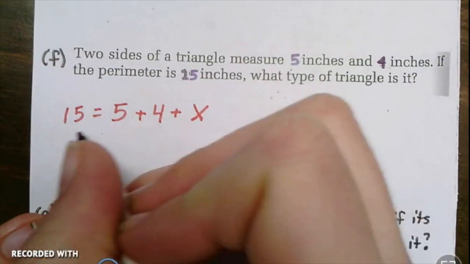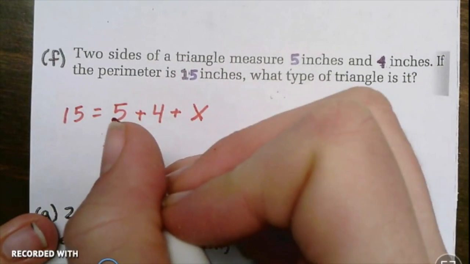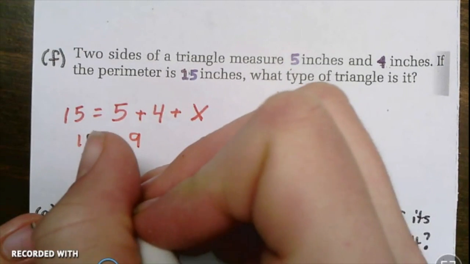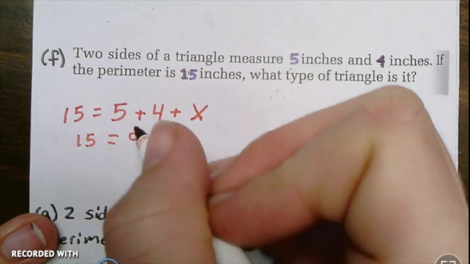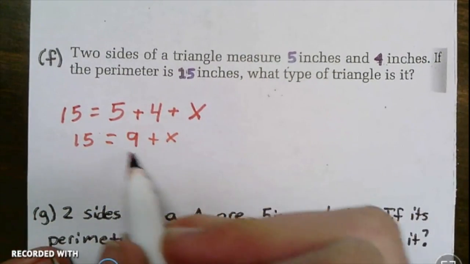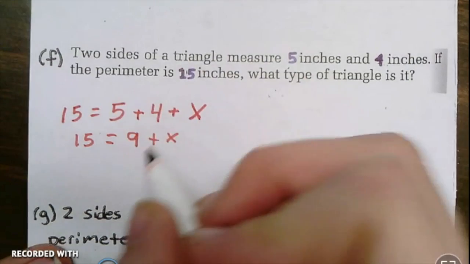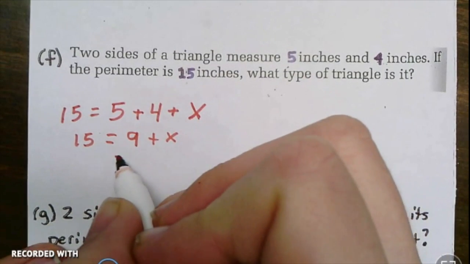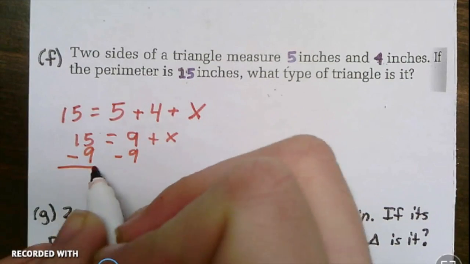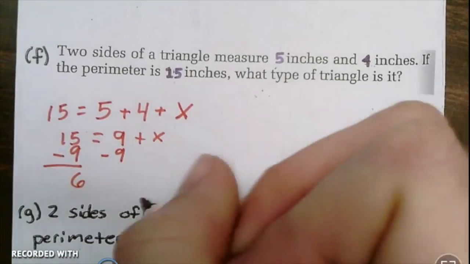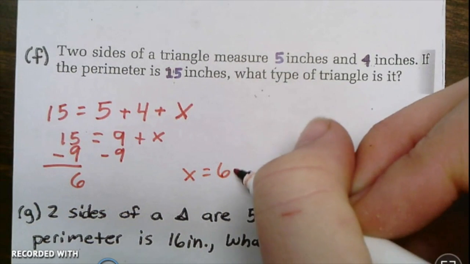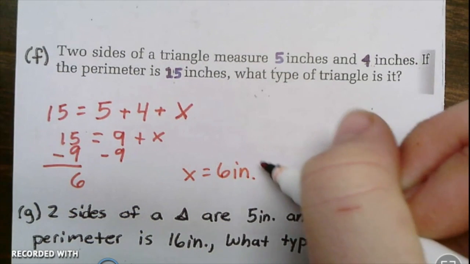Okay, so now I'm going to solve for x. So first I'm going to do 5 plus 4, which is 9. So I've got 15 equals 9 plus x. And right now, x is being added to, so I'm going to undo the addition with subtraction. I'm going to subtract 9, and 15 minus 9 is 6. So I'll write my final answer as x equals 6. And don't forget my label, inches.